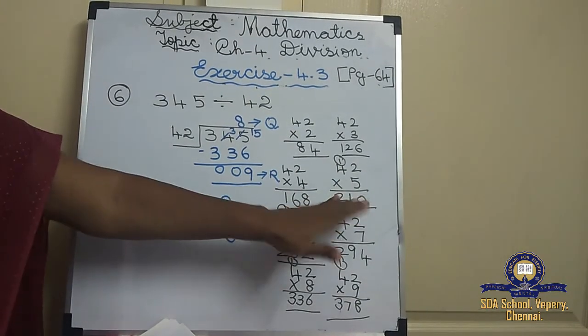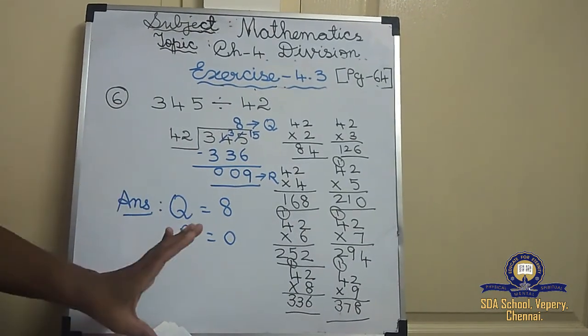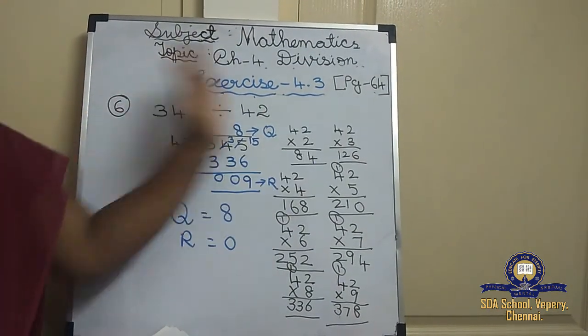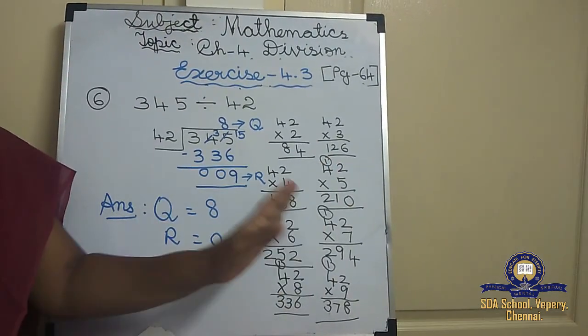Draw a line for the rough work. And you have to do one sum below another sum. Don't do two sums at a time. One sum, and beside it the rough work. Okay, children?